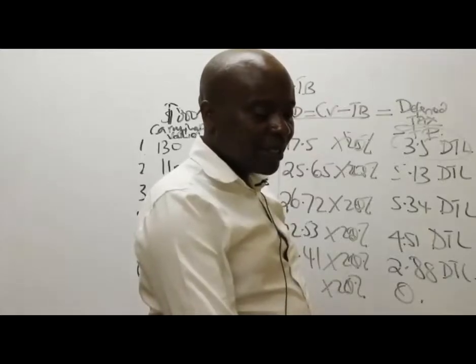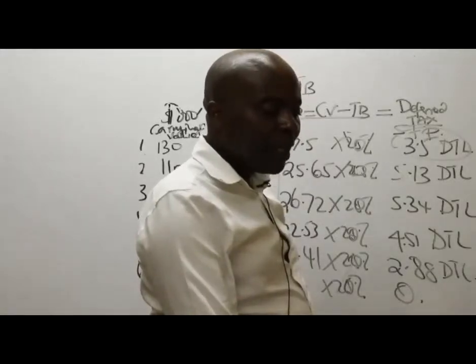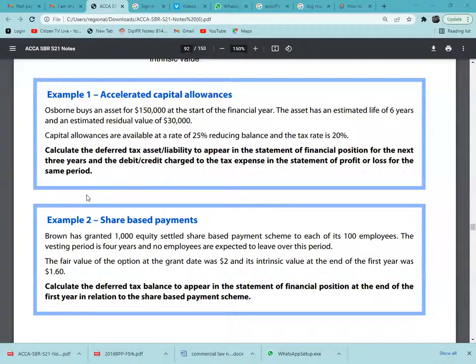Okay, now let us return here. This is a very easy question. They say Brown has granted 1,000 equity settled share-based payment scheme to each of its 100 employees. The vesting period is for 4 years and no employees are expected to leave over this period. The fair value of the option at the grant date was 2 and its intrinsic value at the end of the first year was 1.6.